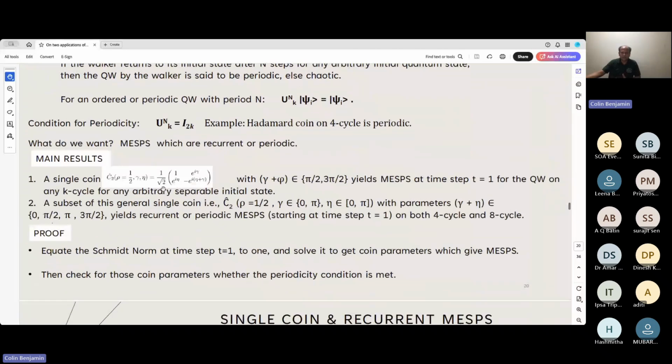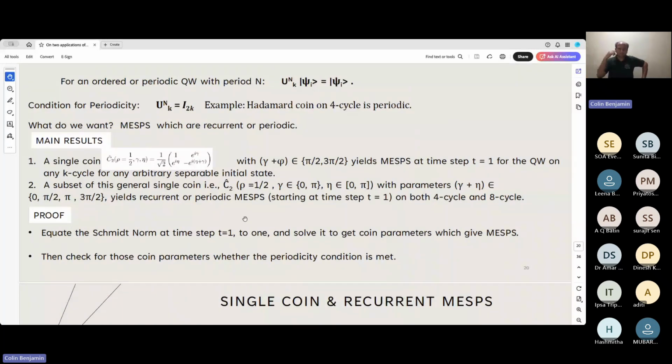So this is a single coin, and we show it for any arbitrary separable initial state, where t equals 0, we have a completely separable initial state, and a broad range of coin parameters. So gamma and phi, which are the coin angles here, can be any value between pi/2 and 3pi/2. So they yield MESPS at t equals 1 for any arbitrary initial state. And then we showed it for even cycles, that is 4-cycle and 8-cycle, with parameter values satisfying this condition, that we get maximally entangled single particle states, not just at t equal to 1, but at subsequent time steps.